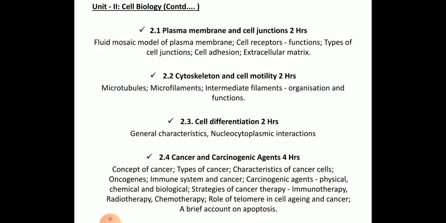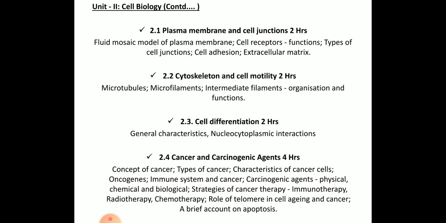Whereas in the last subunit, that is cancer and carcinogenic agents. This is also a very important subunit in cell biology unit 2, where we will be studying about what is cancer, what are the characteristics, what are the types of cancers, what do you mean by oncogenes, then what are the cancer causing agents, or we call them carcinogenic agents. It may be by physical method or by chemical, biological, and what are the therapies which help in curing the cancers.